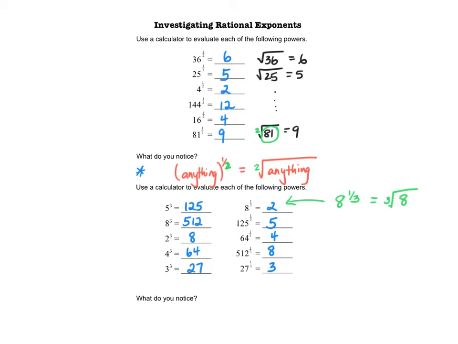In this situation, I would say 2 times 2 is 4, times 2 is 8. So 2 is the number that when multiplied by itself 3 times gives me 8. What you're going to notice is that we could take each of the other fractional exponent powers and rewrite those using radicals as well. So I could rewrite 125 to the 1/3 as the cubed root of 125. I could write 64 to the exponent 1/3 as the cubed root of 64, and so on all the way down the list.